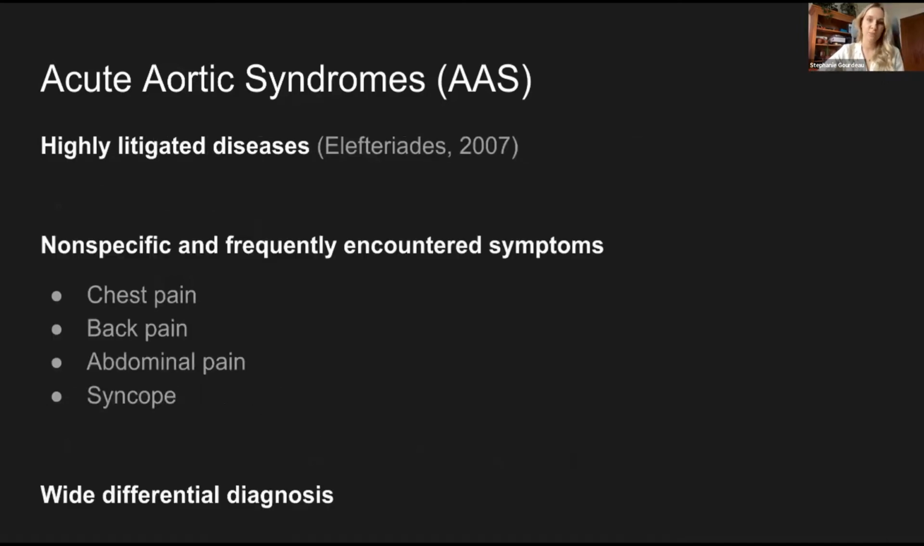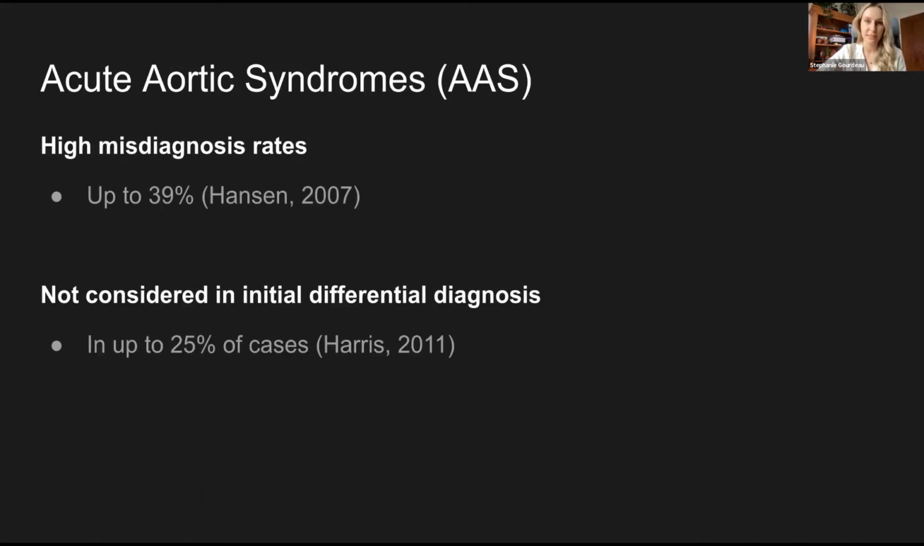Acute aortic syndromes are highly litigated diseases with accusations of malpractice against treating physicians and hospitals. Unfortunately, they represent a diagnostic challenge in the ED as patients present with very nonspecific and frequently encountered symptoms such as chest pain, back pain, abdominal pain, and syncope. Hence, the differential diagnosis is very wide and can include acute aortic syndrome, pulmonary embolism, musculoskeletal pain, and gastrointestinal disease.